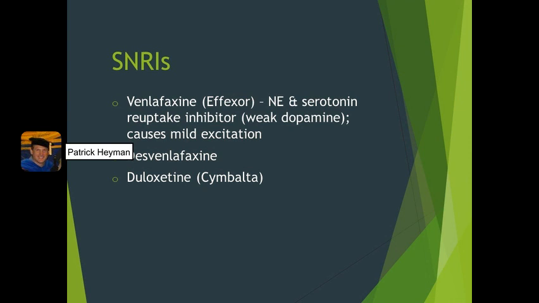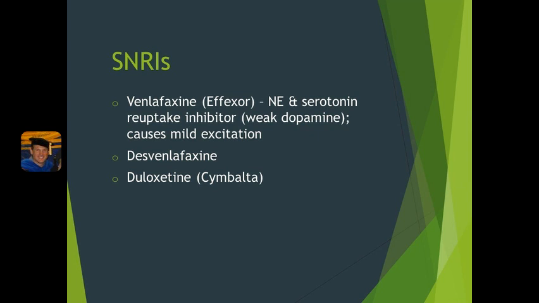Okay, next we have serotonin norepinephrine reuptake inhibitors. So these drugs inhibit the reuptake of not only serotonin, but also norepinephrine. So they act kind of like a combination of a MAO inhibitor and a selective serotonin reuptake inhibitor, but they're going to be safer than MAO inhibitors. But they're going to be less safe than a selective serotonin reuptake inhibitor.